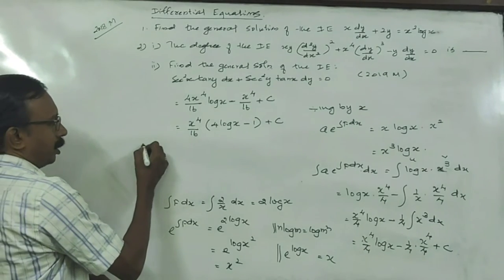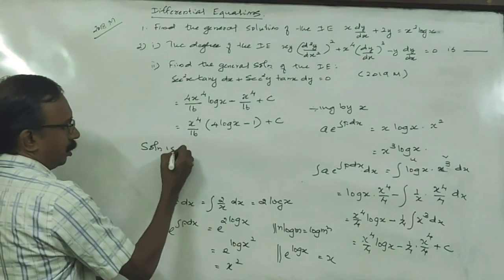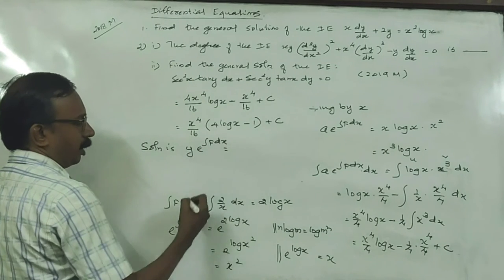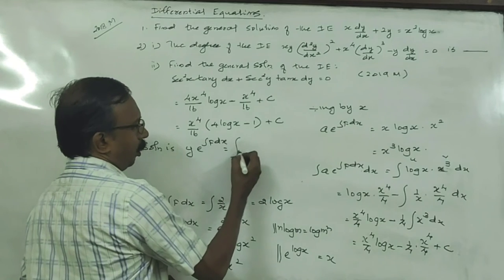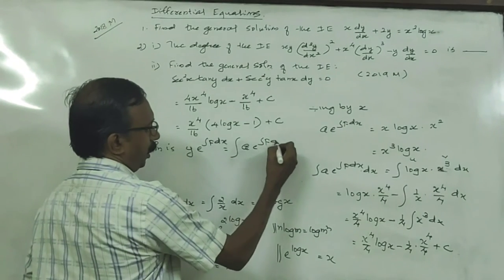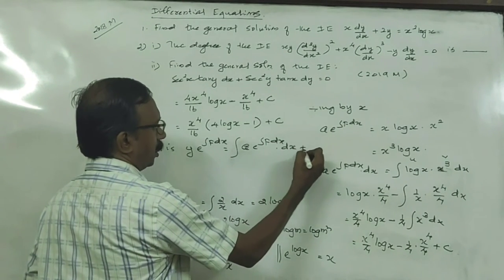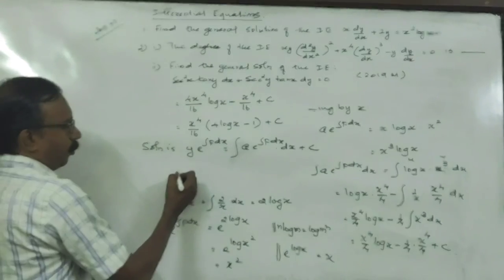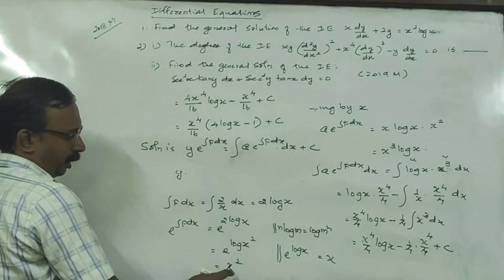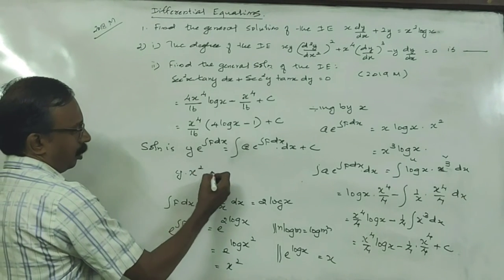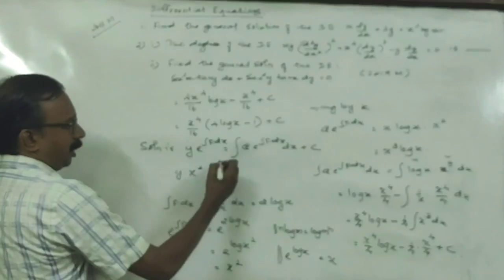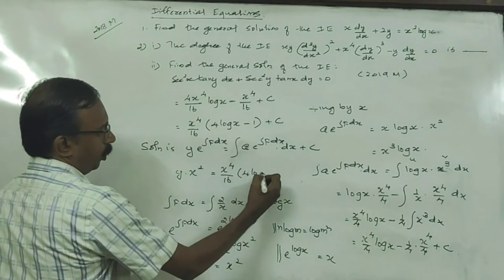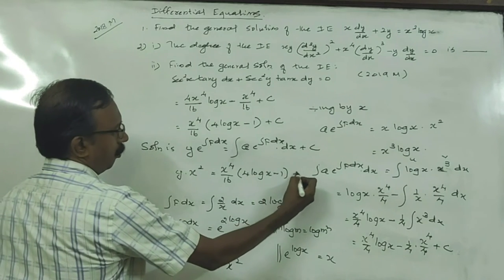Now the solution of this differential equation is y into e raised to integral pdx is equal to integral of q e raised to integral pdx into dx plus c. This is the equation to find the solution of the differential equation. So y into x square is equal to x raised to 4 divided by 16 into 4 log x minus 1 plus c.